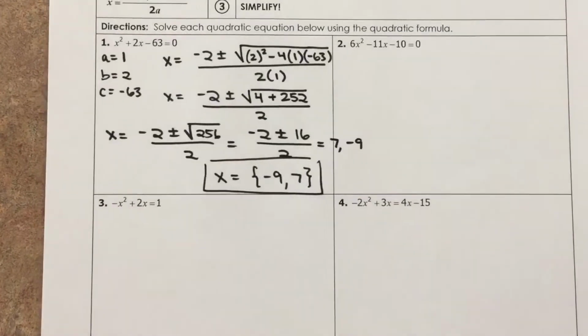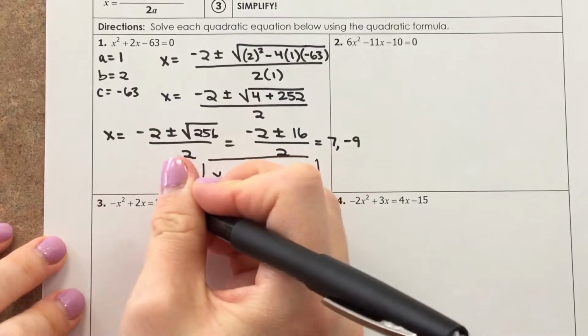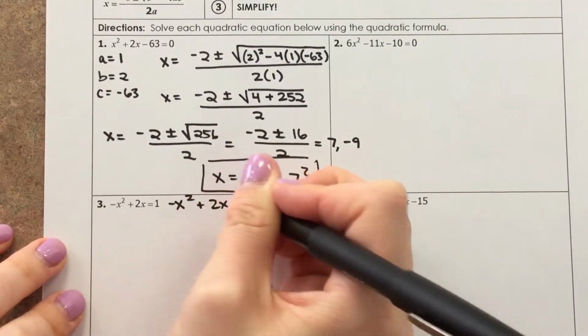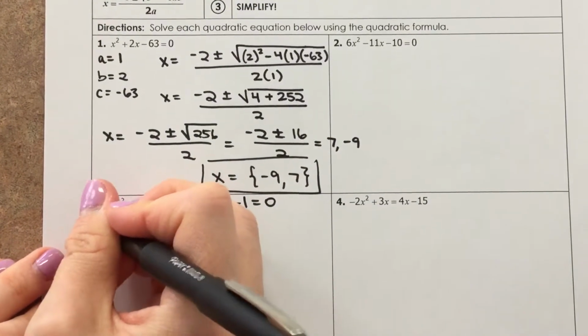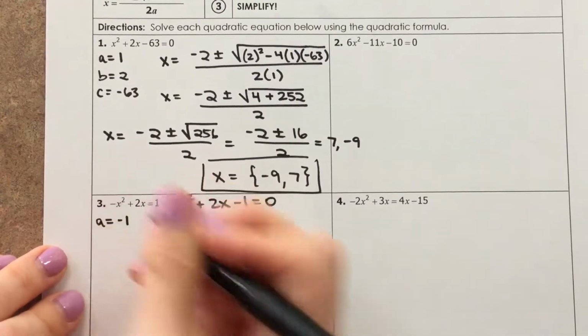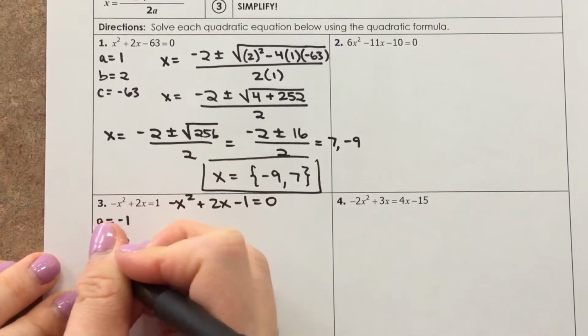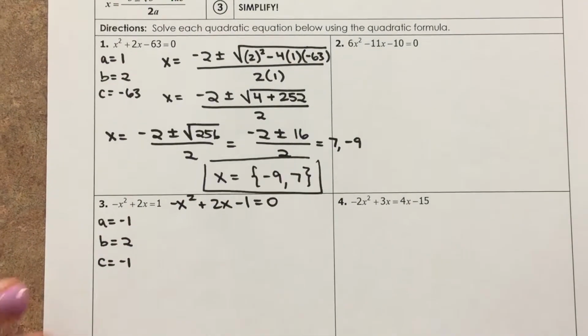We are also going to do number 3. So step 1, write it in standard form, which means subtracting the 1 over to that left-hand side. So subtract 1 equals 0. So we need to have it equal to 0. A is whatever's in front of the x squared, so that's a negative 1. B is in front of the x, so that's 2. C is the constant, so that's a negative 1. Those 3 values are going to get subbed into our formula.